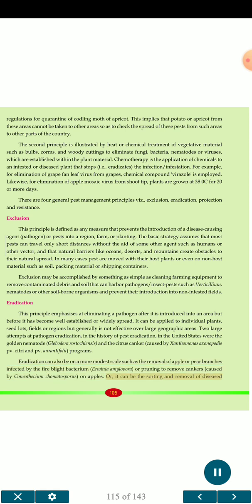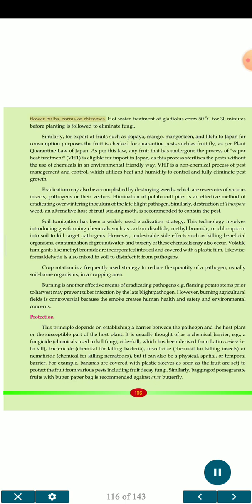Or, it can be the sorting and removal of diseased flower bulbs, corms or rhizomes. Hot water treatment of Gladiolus corms for 30 minutes before planting is followed to eliminate fungi. Similarly, for export of fruits such as papaya, mango, mangosteen, and lychee to Japan for consumption purposes, the fruit is checked for quarantine pests such as fruit fly, as per plant quarantine law of Japan.